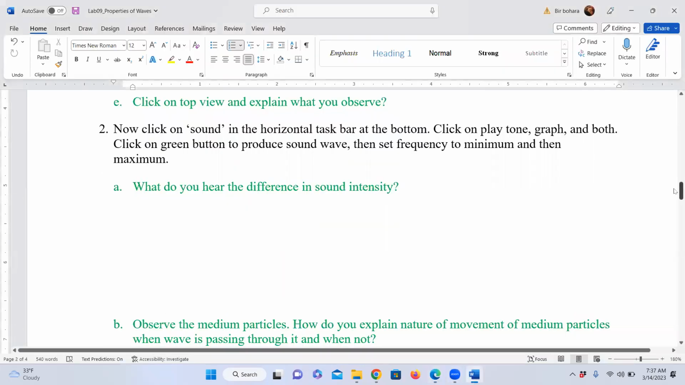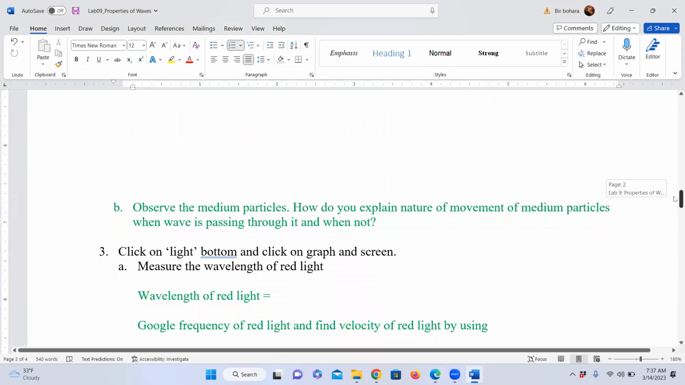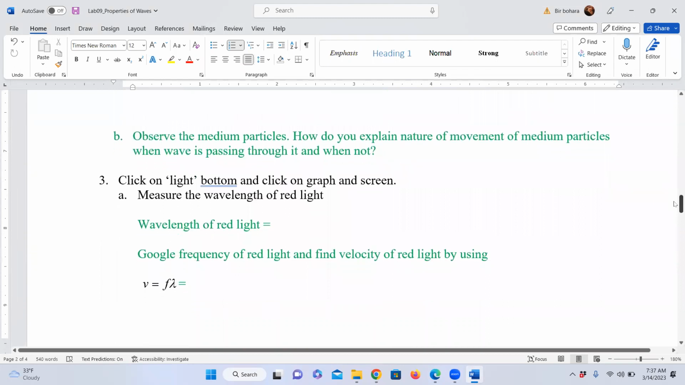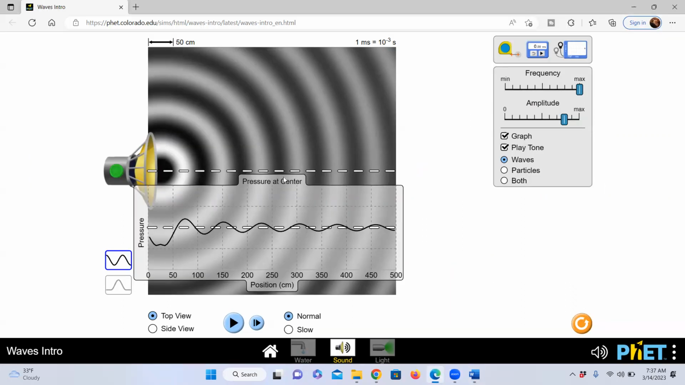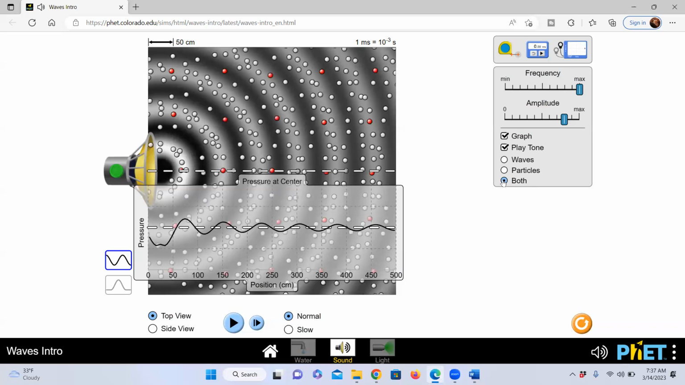So you can write down your answer here once you observe this. Observe the medium particles. How do you explain the nature of movements of medium particles when a wave is passing through it and when it is not? Right now, I can click on both particles and waves. You can see the particles as well as the wave pattern. In general, we can't see this when we are speaking. This is a sound wave, right? But you don't see any kind of pattern being created in the environment, right? Actually, this is happening when we are speaking or creating any kind of sound wave. Let me see. So this one, right? No.